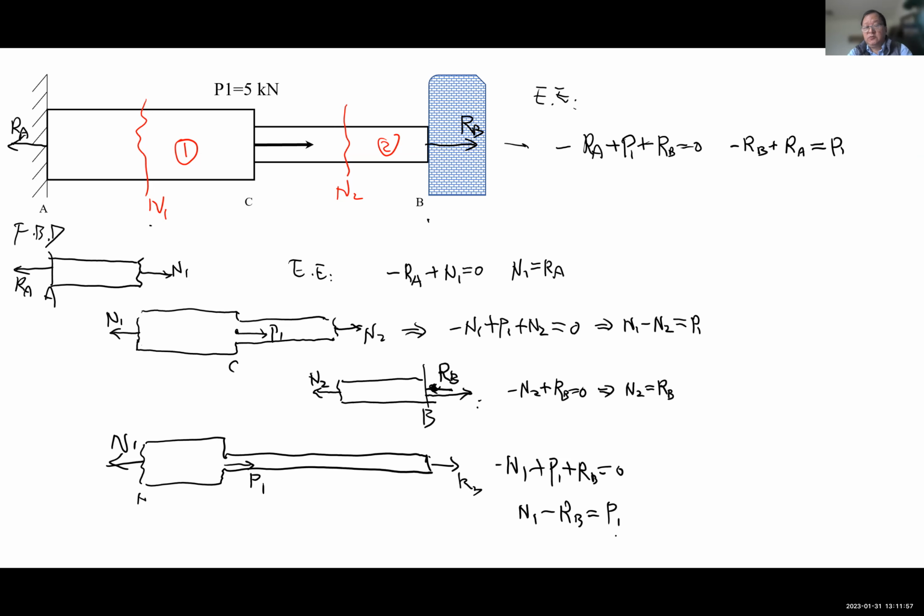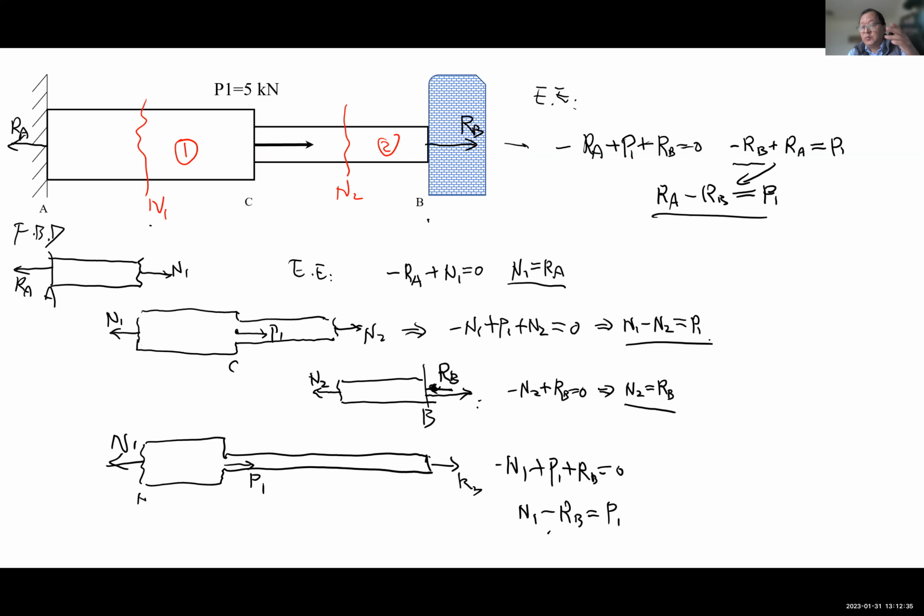Well, I can get this same equation from the ones I already have, right? So let's say you have N1 equals RA, N2 equals RB. So you have RA minus RB. I'm just rewriting this equation here, equals P1, right? And this one versus this one, it's basically the same thing, because N1 is RA, N2 is RB. So they're not independent, they're just repeating each other.